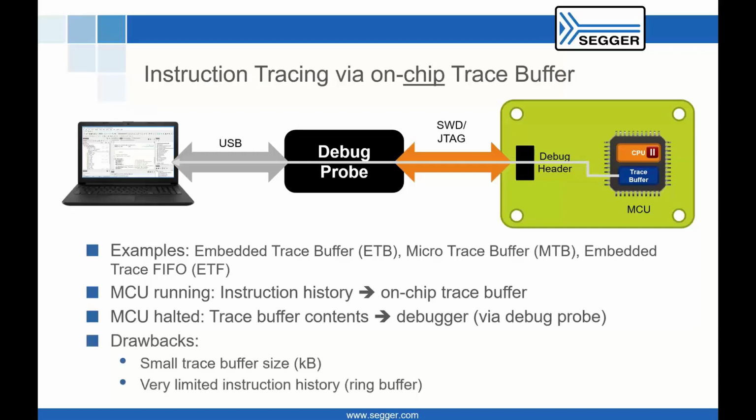Now, the drawback of that solution is that since the trace buffer is on the chip, it's usually very small. We're talking a few kilobytes maybe. And it's also a ring buffer. So essentially, that only gives you a very limited instruction history, given how fast these MCUs are and how many instructions they execute every second. There's only a very limited window of history that you can build in such a small trace buffer.